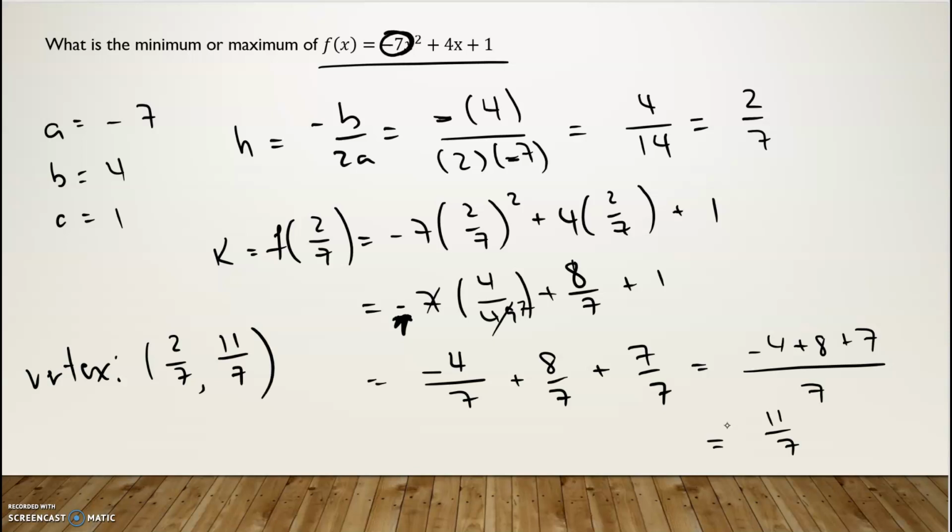Now, because this number right in front of the x squared is negative, we know that the parabola is going to open downward like this, which means the vertex is actually a maximum.